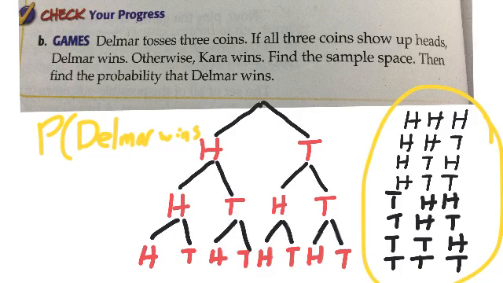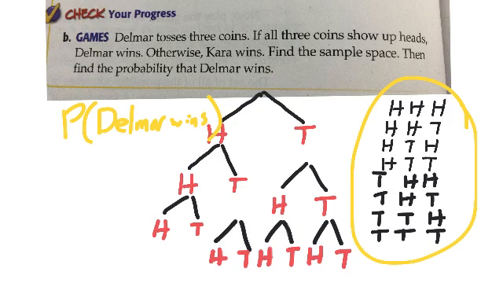Okay, so just a quick reminder. First, we're finding probability. It's the number of favorable divided by the number of possible outcomes. So how many possible outcomes are there? 8. There are 8. We listed them all. Those are the 8 possible outcomes. Now, how many of them let Del Mar win?